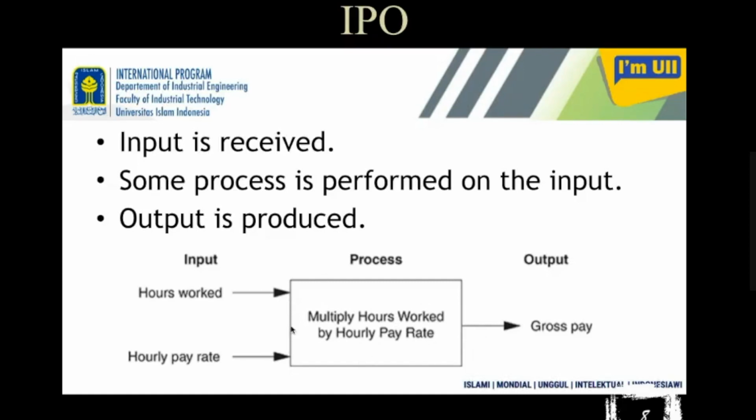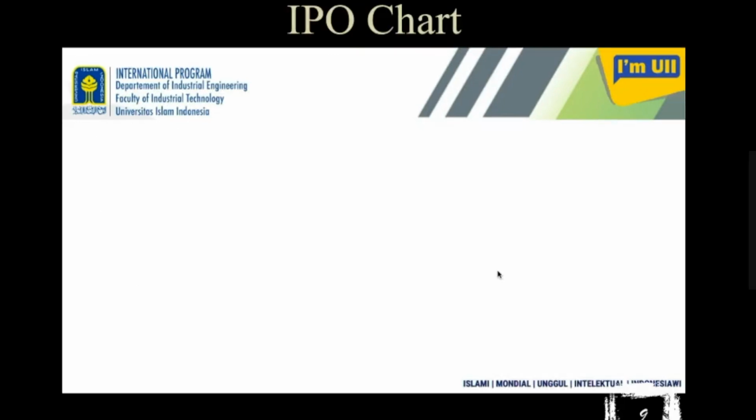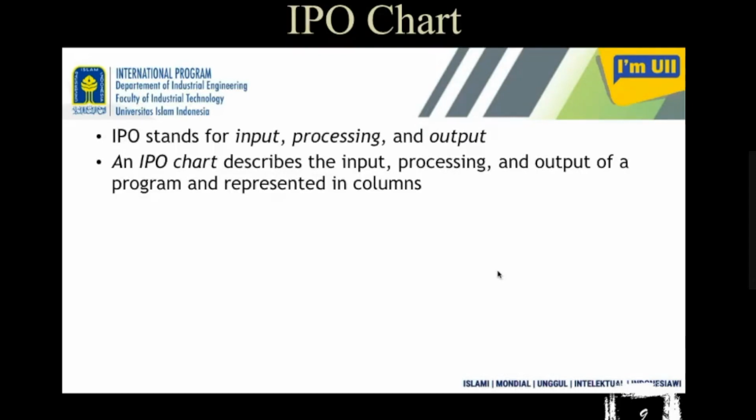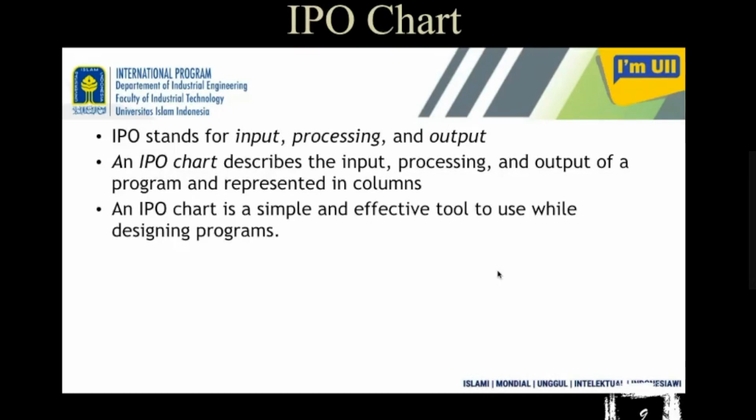You have the processing unit or the model. There you insert your inputs, whatever inputs you need to solve your problem, and the process will generate an output, that is the solution. This IPO, input processing output, can be represented by using a chart, and that is called an IPO chart, where each of input, processing, and output can be represented by using a column.